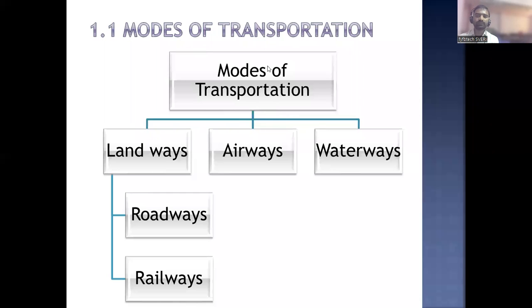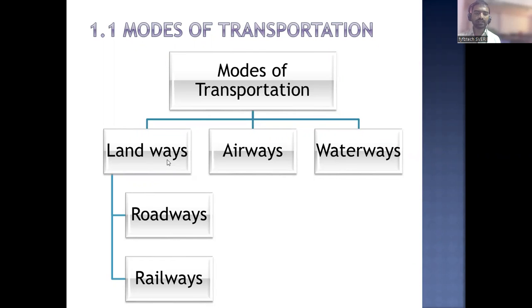Okay, so it is nothing but we have to travel from one point to another point. That is called transportation, but there are different types of modes of transportation. So what are those modes of transportation? Through land, if you are traveling, then that is nothing but landways. Through air, that is called airways. Through water, that is called waterways.